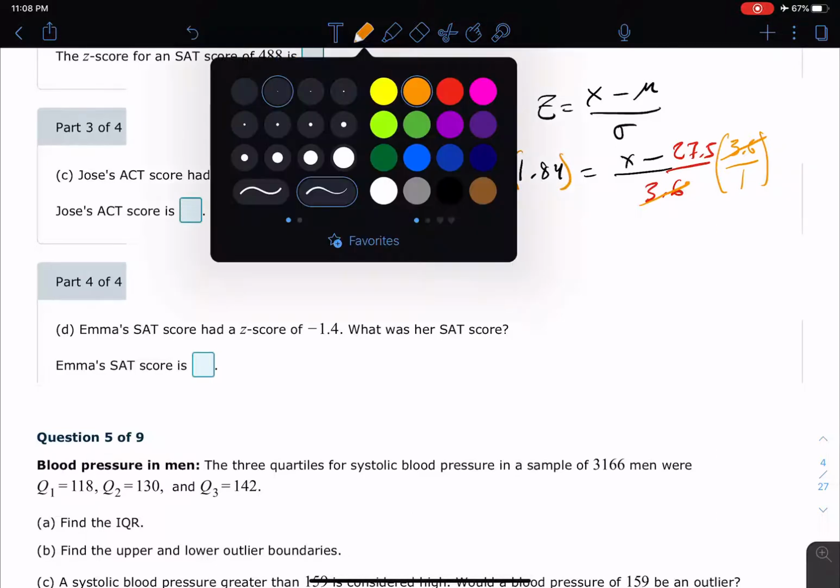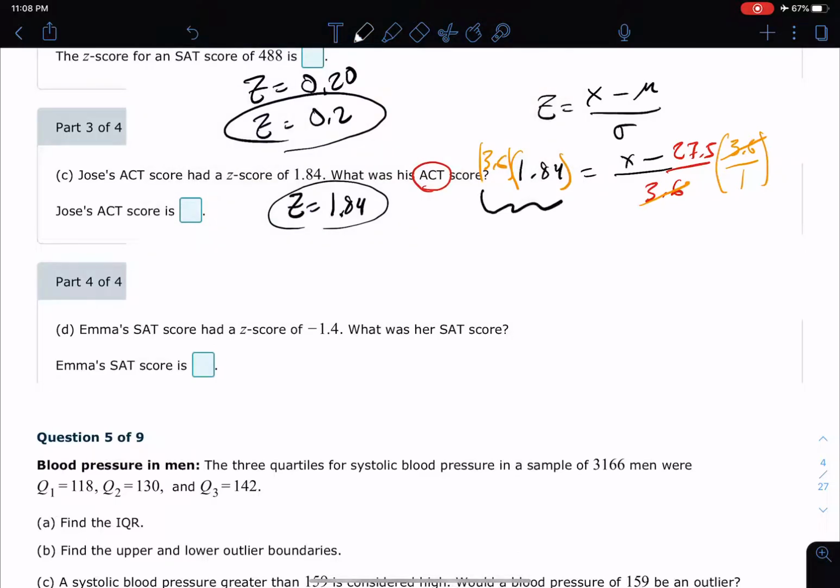And when I multiply the left side by 3.6, 3.6 times 1.84, I end up getting 6.624. That equals x minus 27.5. Now I better add 27.5 to both sides. And when I do that, I get myself an answer, which is 34.124.